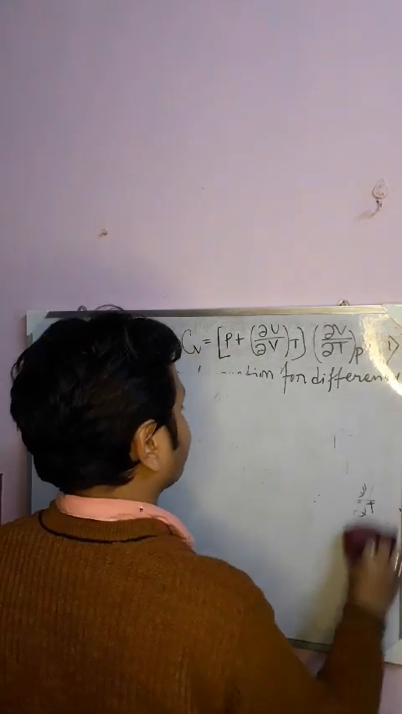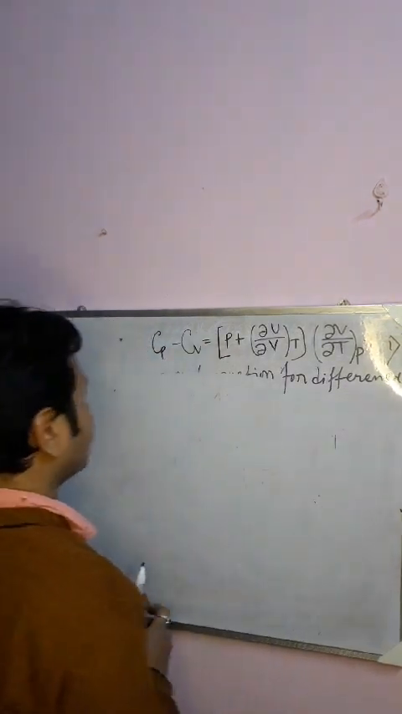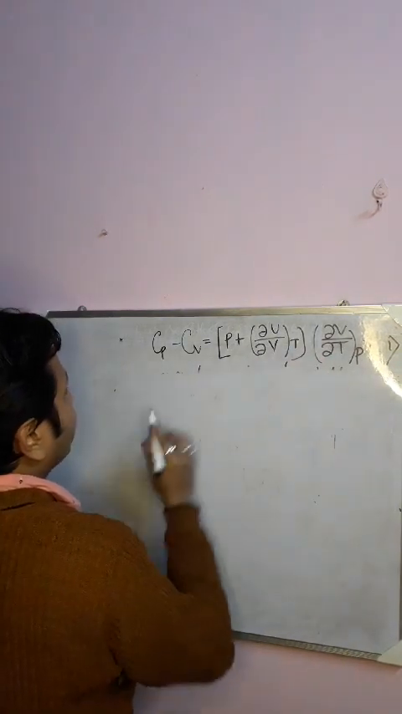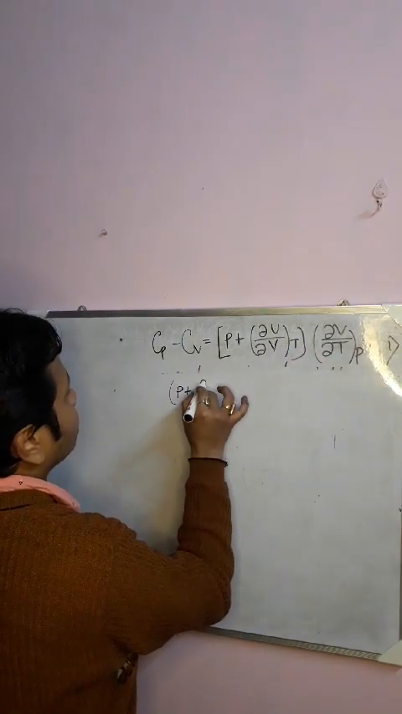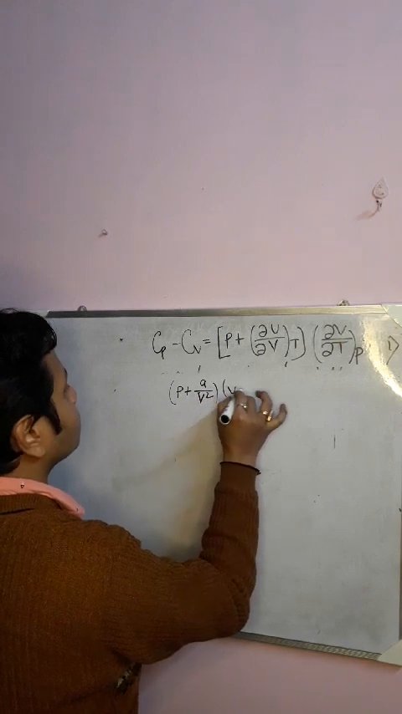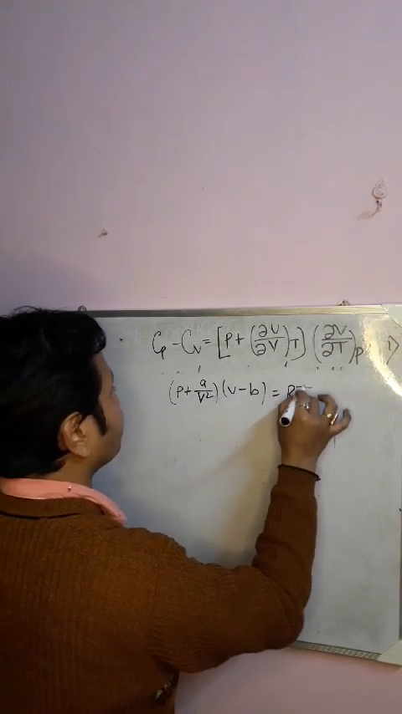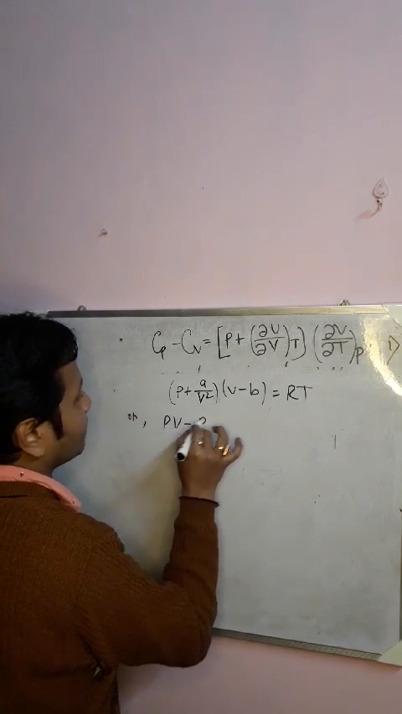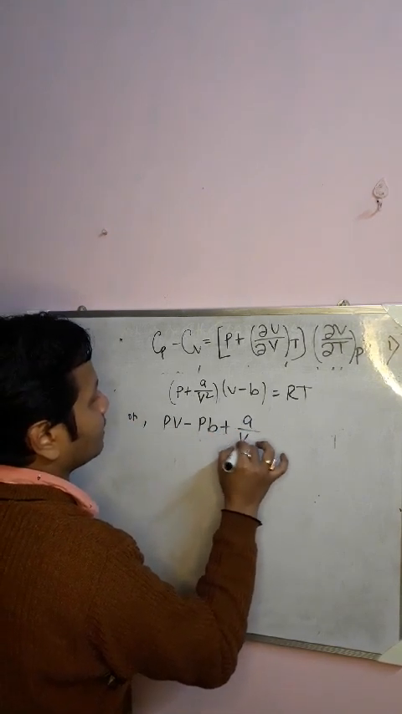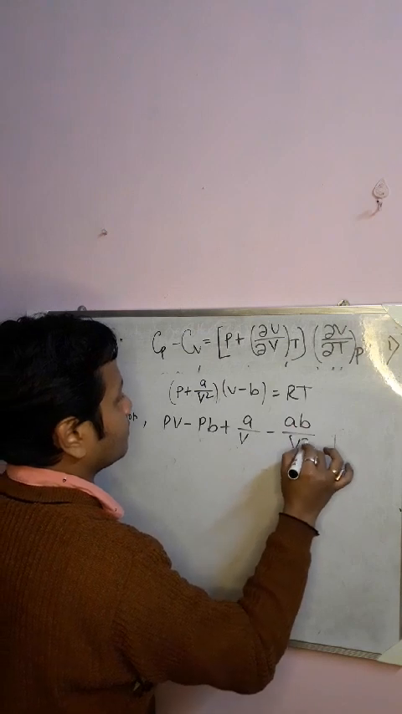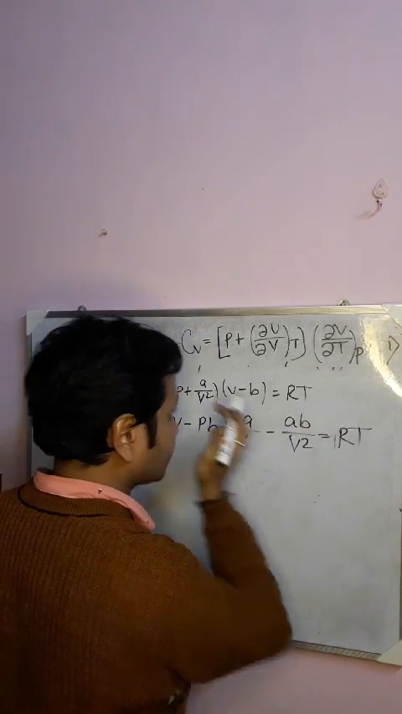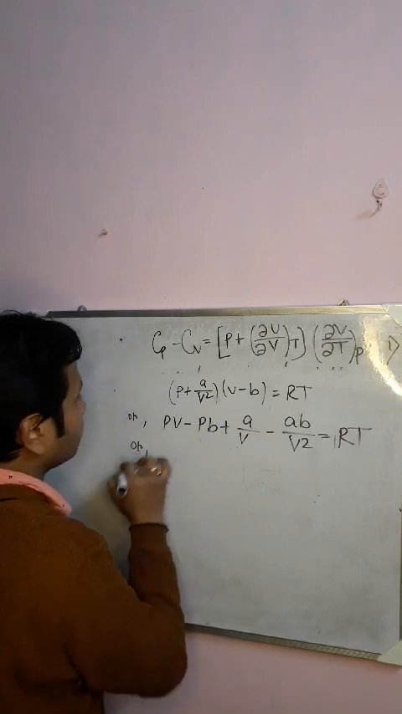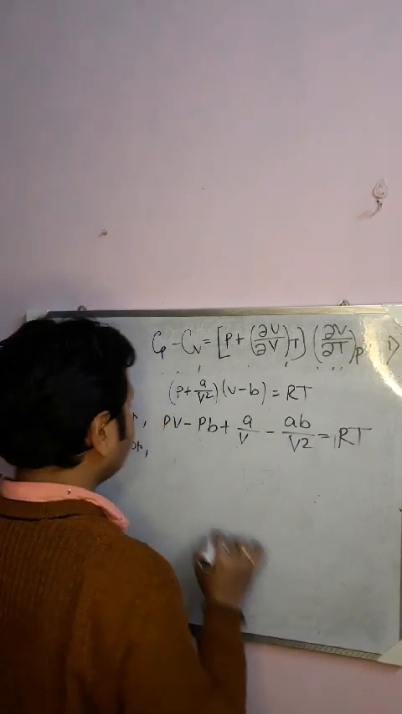So let us check what happens if the gas is a van der Waals gas or real gas. For a van der Waals gas, for 1 mole, what can we write? P plus A by V square times V minus B equals RT. At first multiply this out: PV minus PB plus A by V minus AB by V square equals RT. Okay, so differentiating this equation with respect to T, keeping pressure constant.